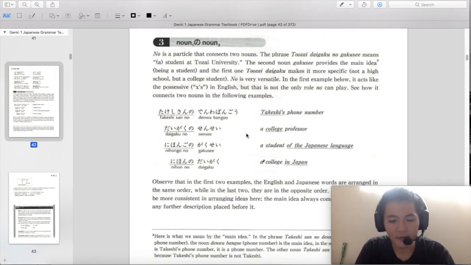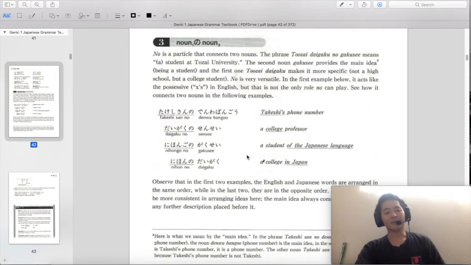And let's move on to this next example right here. Daigaku no sensei. So again, this is another example right here. This daigaku means college, sensei means teacher. So this teacher belongs to this college. So it is a college professor.